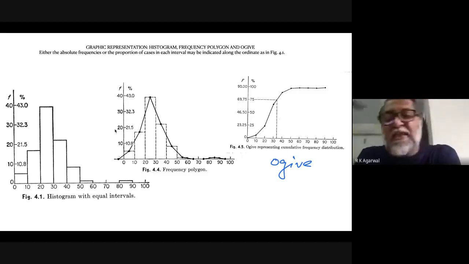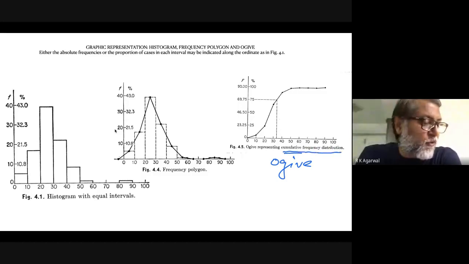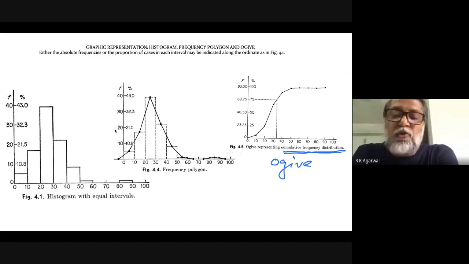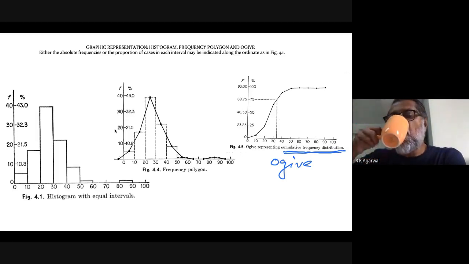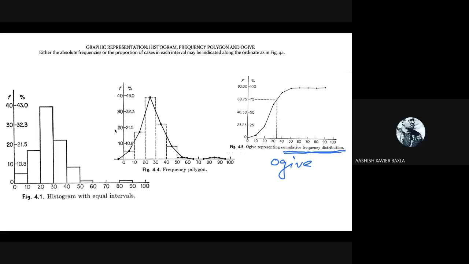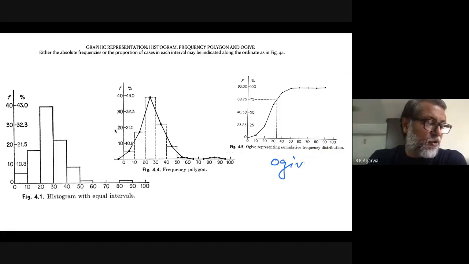Remember that this ogive represents cumulative frequency distribution. So it's up to you to find out how we draw an ogive. And remember, ogives are a very, very important part of graphical representation. So when you attend the next class, you should be able to explain to me how we draw an ogive. Is this fine with you? Yes, sir. So consider this as your homework.